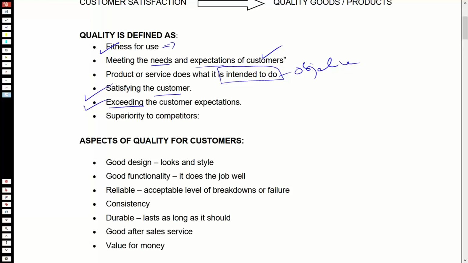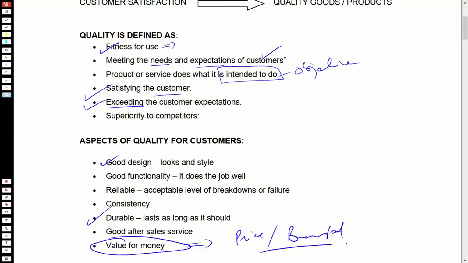The second thing is that quality is perceived differently by everyone. For some people, it is a good design: if the product's design is good and the product is stylish, that is considered quality. For some people, it is durability. For some people, it is value for money, the price they are paying and the benefit they are getting. So there are a lot of things you need to consider when it comes to quality.